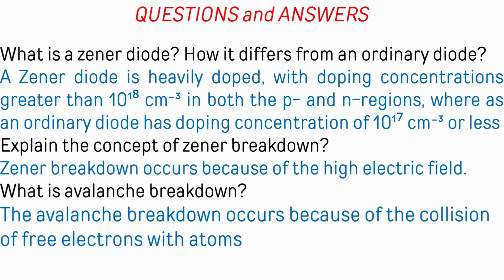What is a Zener diode? How is it different from an ordinary diode? A Zener diode is heavily doped, with a doping concentration of greater than 10 power 8 in both P and N regions, whereas an ordinary diode has a doping concentration of 10 power 17 per cubic meter or less. Explain the concept of Zener breakdown. Zener breakdown occurs because of a high electric field. What is avalanche breakdown? Avalanche breakdown occurs because of collision of free electrons with atoms.